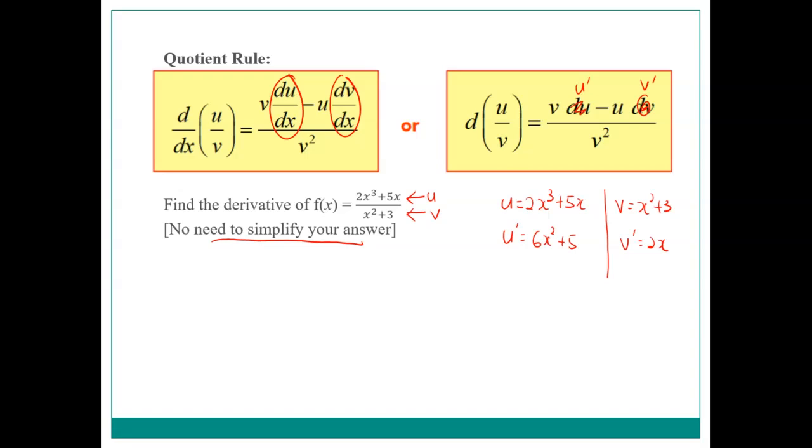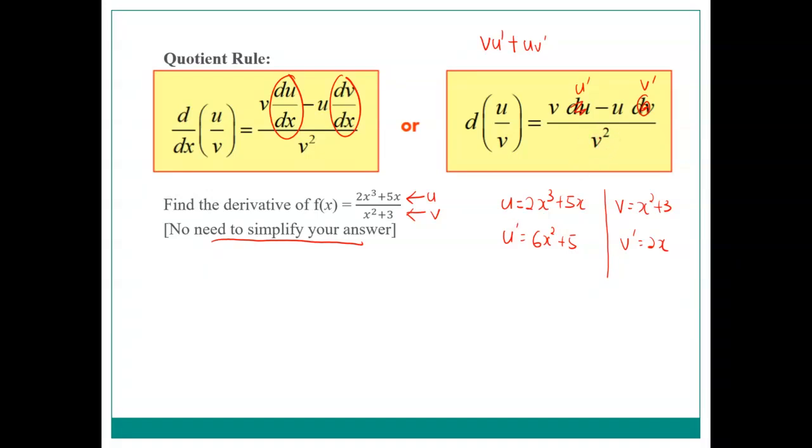The quotient rule is similar to the product rule, but you need to take note that in the product rule we have v u prime plus u v prime. However, in the quotient rule we have subtraction instead of addition: v u prime minus u v prime. So please be careful with this. And of course, don't forget for the quotient rule, we also have the whole thing divided by v squared.